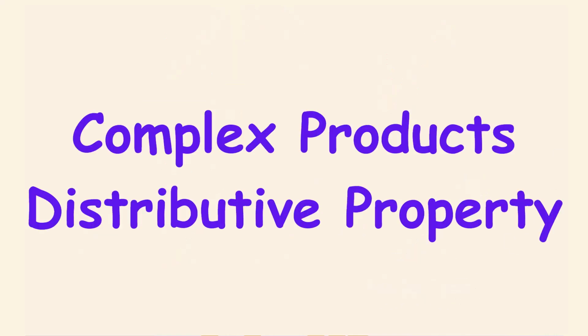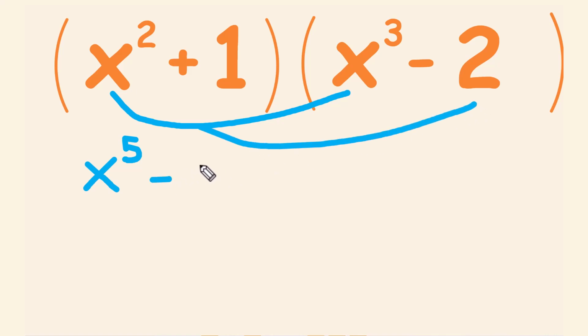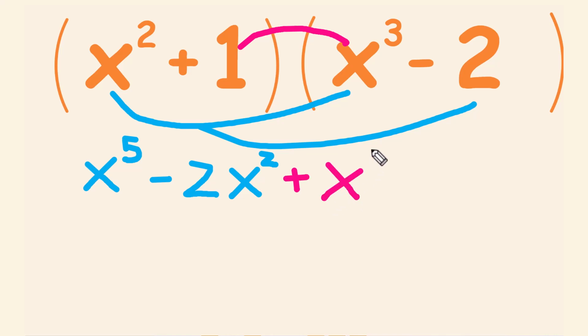Complex products, distributive property. Okay, let's distribute x squared to x to the third power. Let's distribute x squared to negative 2. Now let's distribute positive 1. And let's distribute positive 1 to negative 2. That's our final answer.